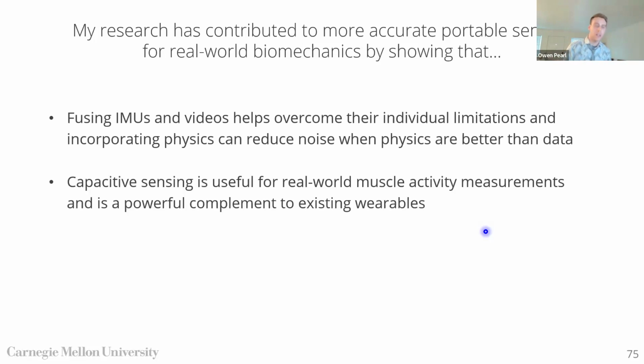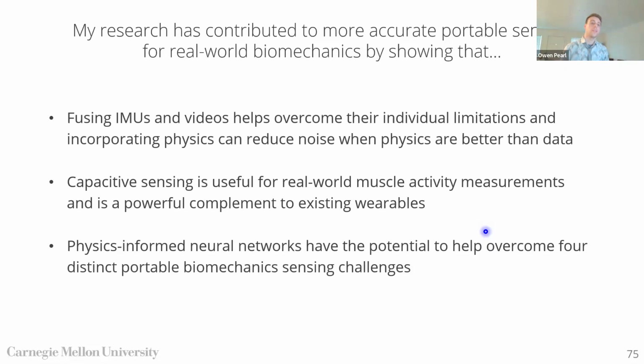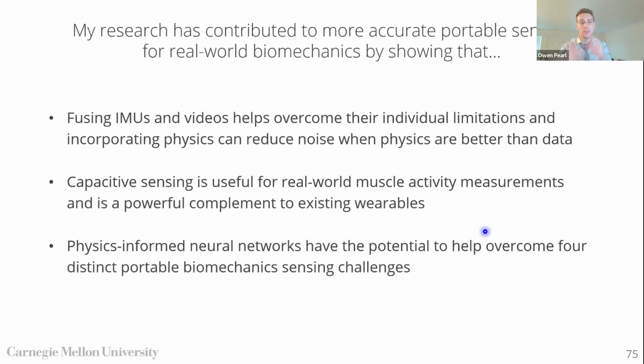Second, capacitive sensing does seem to be very useful as a real-world muscle activity sensor, and is a powerful complement to some of the existing wearables like inertial sensors that have been used. And third, physics-informed neural networks do in fact seem to have the potential to help overcome some of these really distinct portable biomechanics sensing challenges and are deserving of future work to try to scale them up and apply them at scale.